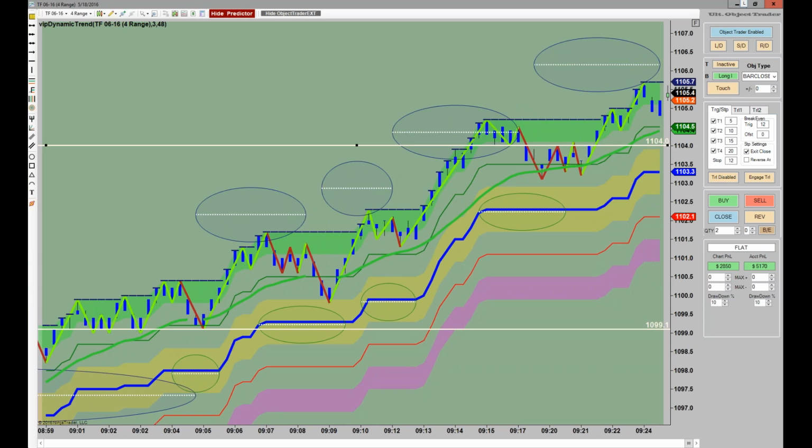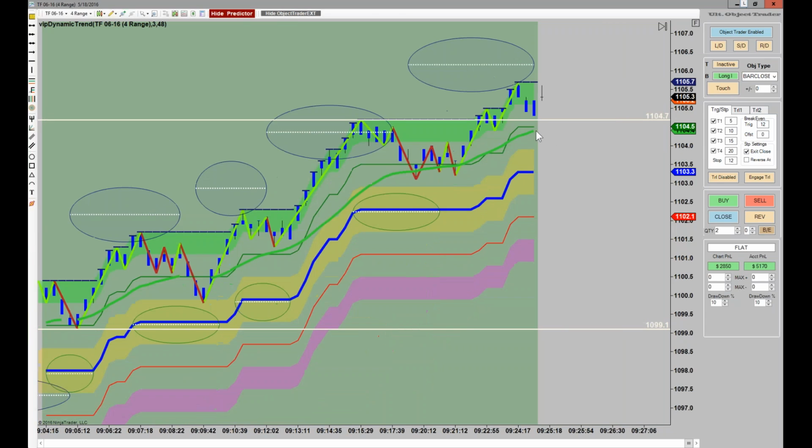Okay, where do you think this one was going to bounce? Well, it already did. Came right down to lightning. See it right there?